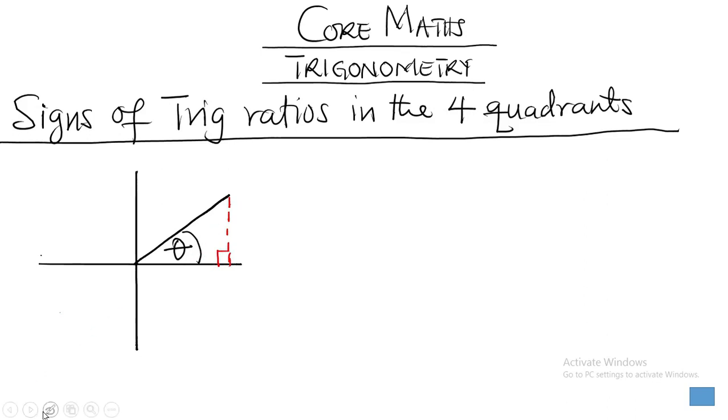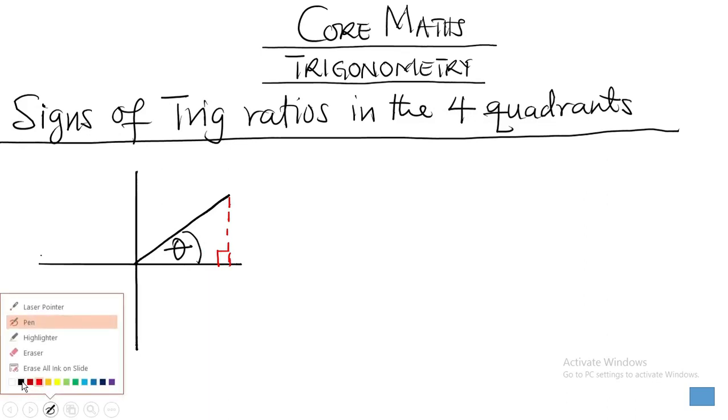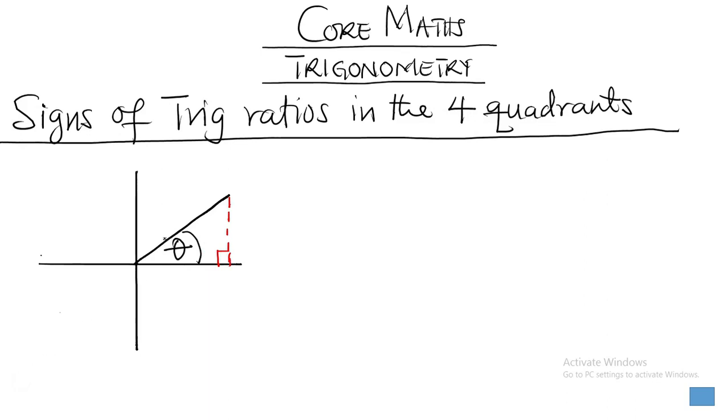Now let's use the 3, 4, 5 Pythagorean triplets to get the trig ratios. So if the opposite is 3 and the adjacent is 4, the hypotenuse will be 5. I hope you remember. Good. So now, sine theta will be equal to opposite over hypotenuse, which is 3 on 5.